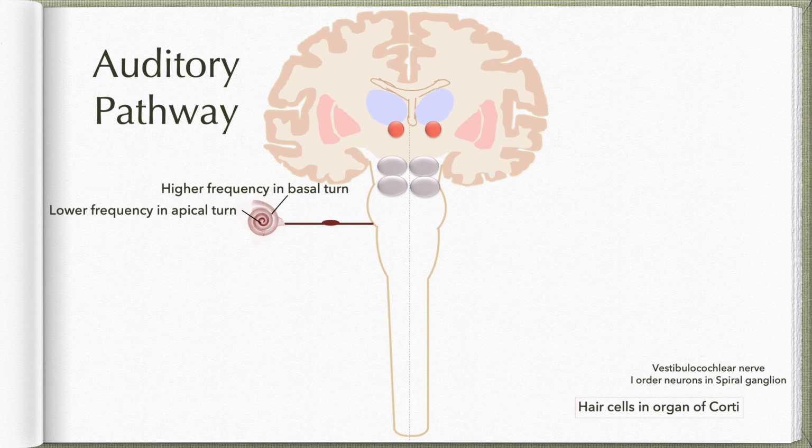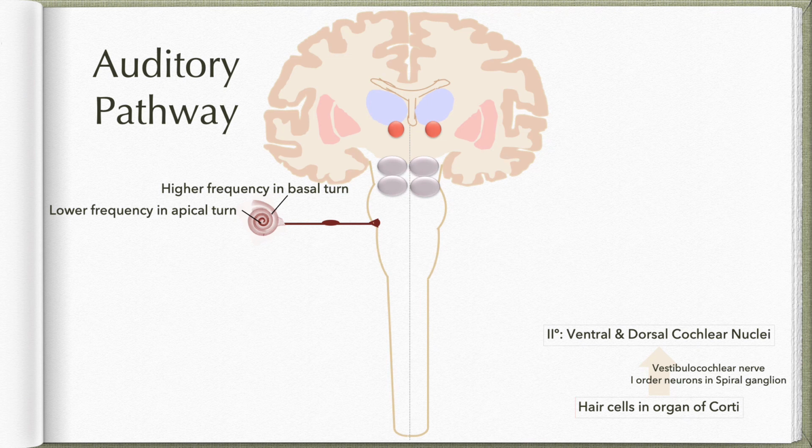The first order neurons for this cochlear nerve will be located within the spiral ganglion, which is located in the internal ear. The spiral ganglion is made up of bipolar neurons. The vestibulocochlear nerve reaches the brainstem at the pontomedullary junction. The cochlear component will then relay in the ventral or dorsal cochlear nuclei, which will form the second order neurons.